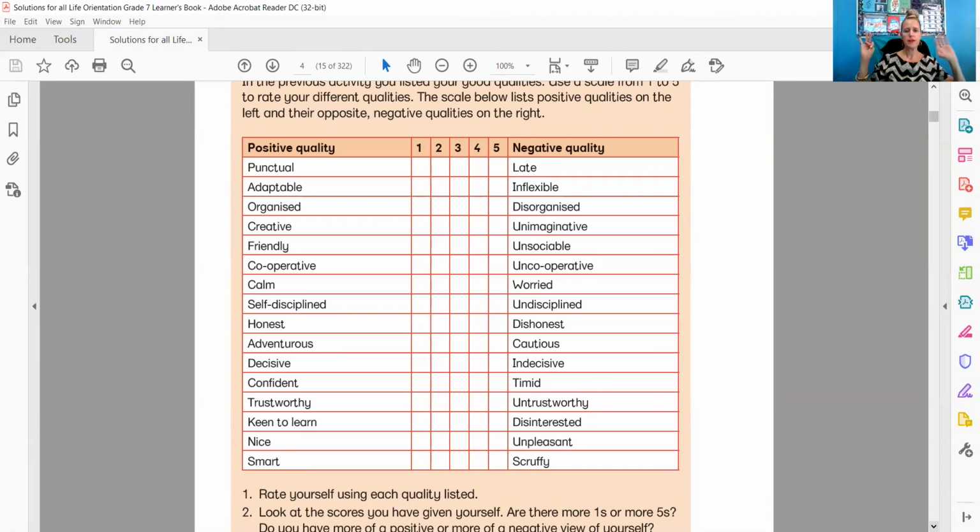Put a finger down if you're untrustworthy, sometimes or ever. Put a finger down if you are disinterested in improving yourself. Put a finger down if you are sometimes unpleasant to people, or your parents, or your friends, or your colleagues, or your peers. Put a finger down if you are scruffy at times, you're not neatly dressed, smart, hair combed, etc.